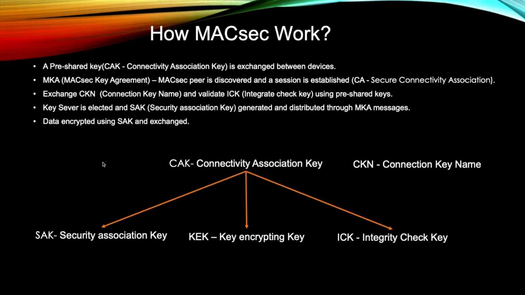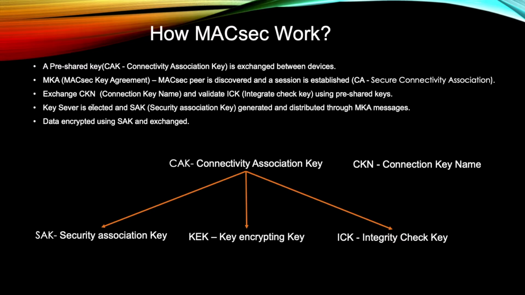Once the peering session is established, it exchanges the connection key name and ICK. ICK is the integrity check key, which is derived from your connectivity association key. So the pre-shared key, CAK, which you have provided to the device, will generate an integrity check key, ICK, and which will be shared along with the name of the key with the other device.